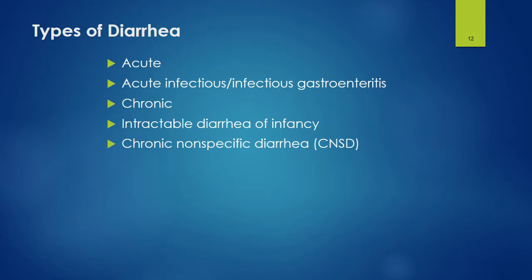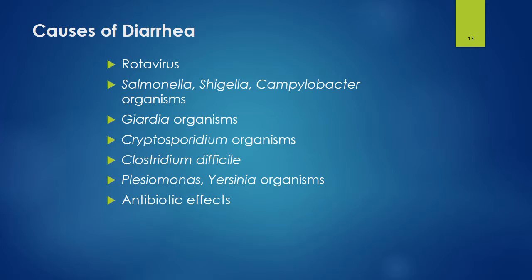The types of diarrhea include acute infectious or infectious gastroenteritis, chronic intractable diarrhea of infancy, and chronic nonspecific diarrhea, CNSD. Diarrhea can be caused by viruses and bacteria. Examples would be the rotavirus, Salmonella, Shigella, Giardia, Cryptosporidium, and Clostridium. Diarrhea can also be caused by the effects of antibiotics.